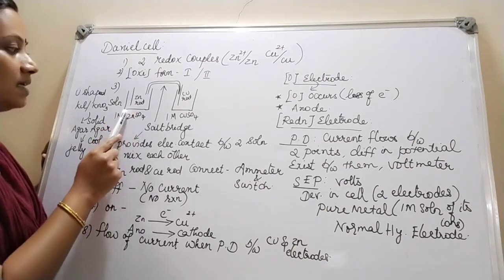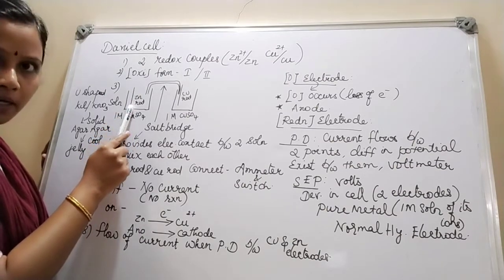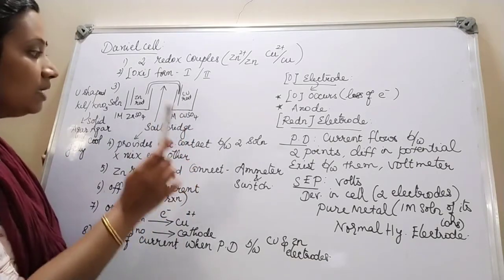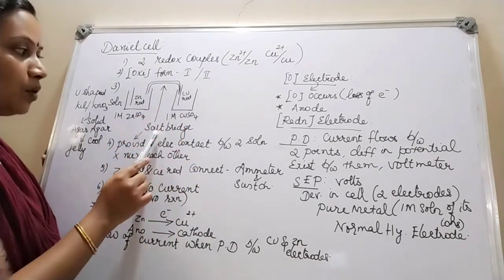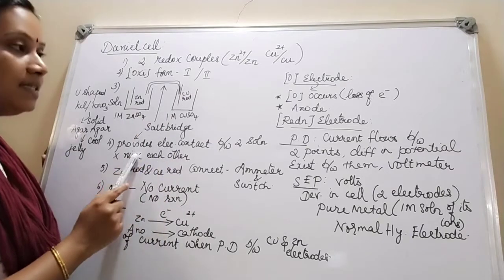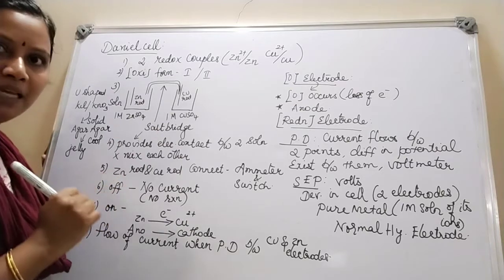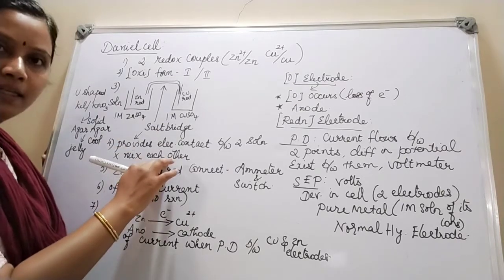I have in the zinc sulfate solution a zinc rod dipped in it, and in the copper sulfate solution a copper rod dipped in it. So the main intention of providing the salt bridge is that it provides electrical contact between two solutions without the solutions themselves being mixed up. So till here I think the instrumentation is clear.